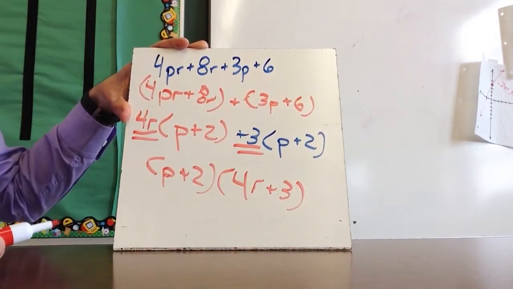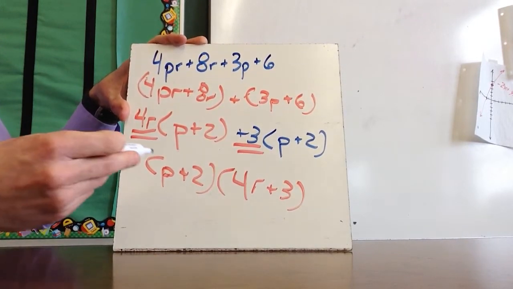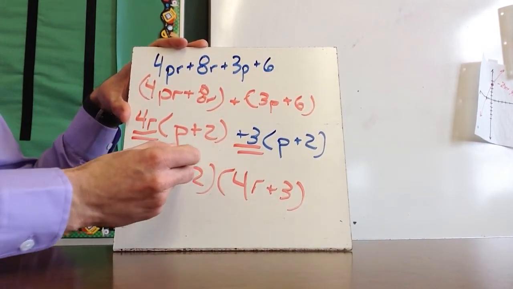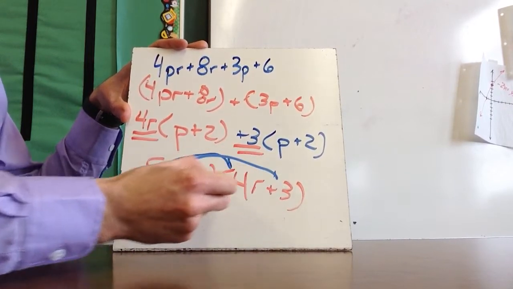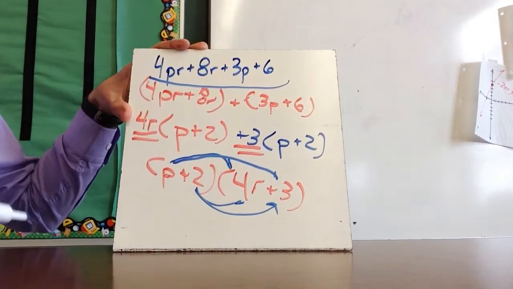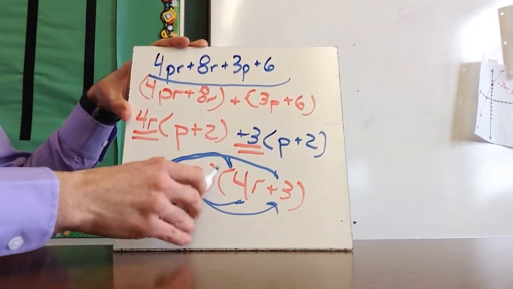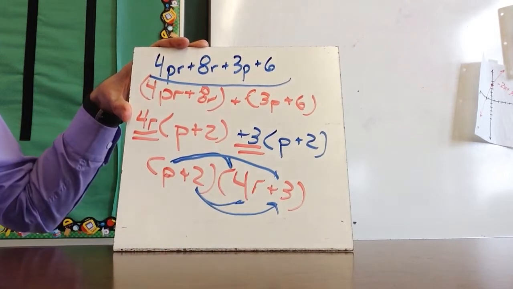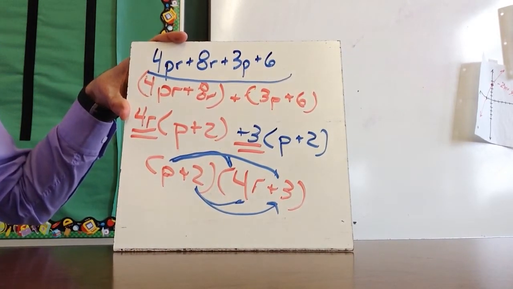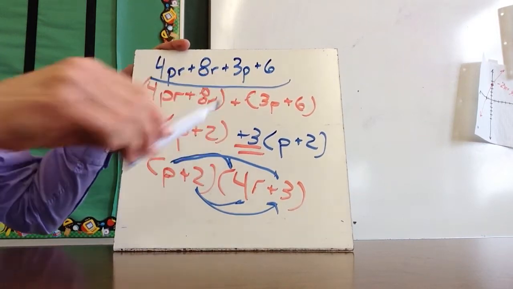plus 3. Now, if you remember in the last section we talked about FOIL, so to check your answer, you could use FOIL, and what you'll see is that you end up getting yourself back up to the top again. Okay, so my final answer is p plus 2 in parentheses times 4r plus 3 in parentheses. Okay, so that's one way to solve it. Now keep in mind, this is when they were all addition signs. I want to talk about what happens when there are negative signs.